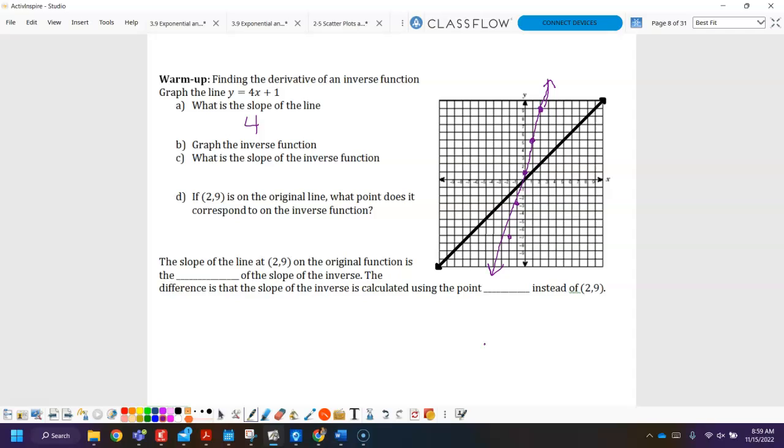So graph the inverse function. The inverse function of 4x plus 1 is going to be all the reflected points, or again, you can go off to the side and say, okay, x equals 4y plus 1, x minus 1 equals 4y, y equals 1/4 x minus 1/4, and ooh, those are gross points.